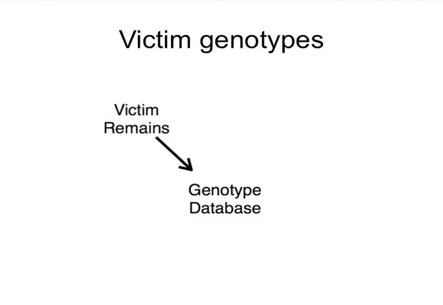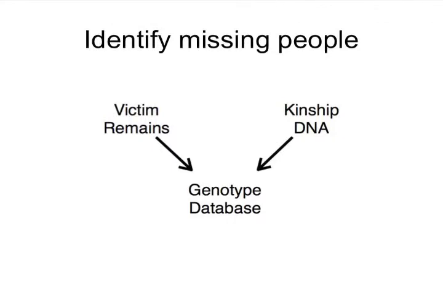So next, we need to identify the missing people. But you don't have the DNA profile of that missing person, so you need to create it by looking at the kinship DNA you collect from family members. So what you'll do is collect the DNA from the family members, produce the genotypes, and upload the genotypes to the database. And what does this look like?